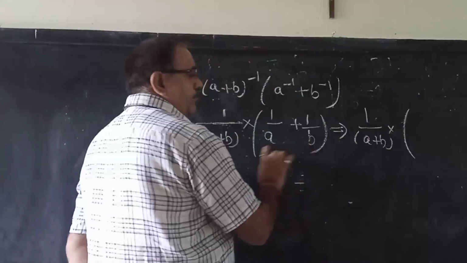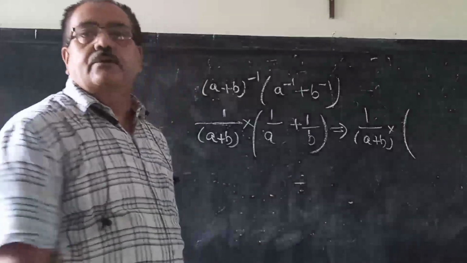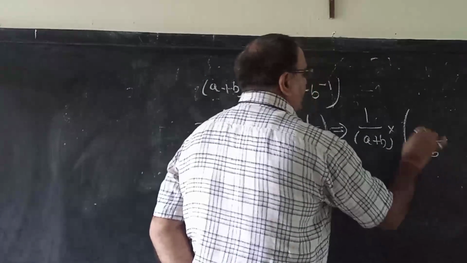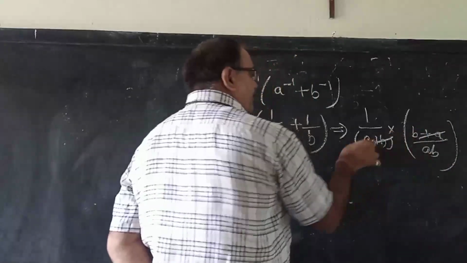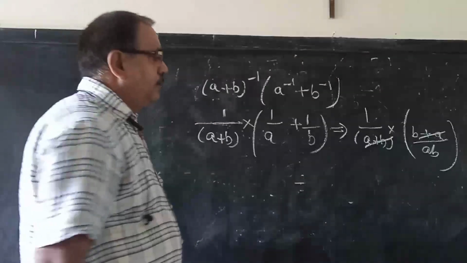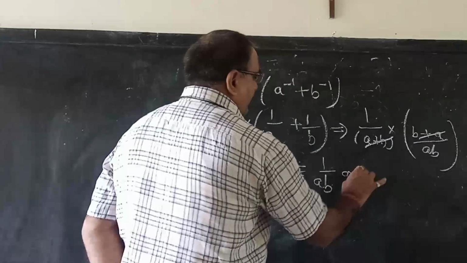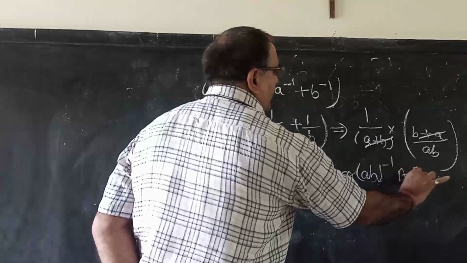So this becomes 1 by a plus b. What is the LCM? Because it is a fraction, whenever we have a fraction we have to take the LCM. The LCM will be ab. What is left here? b. What is left here? a. Now see here, a plus b and a plus b will be cancelled. The final value is 1 by ab, or we can write ab to the power minus 1. This is our answer.